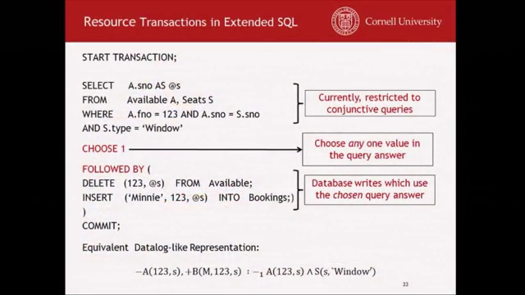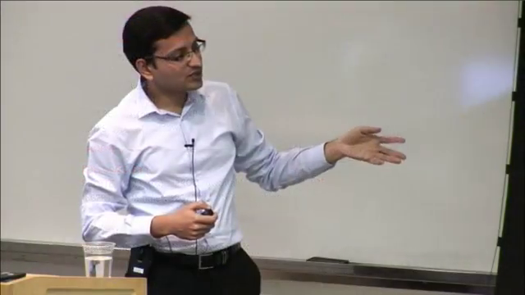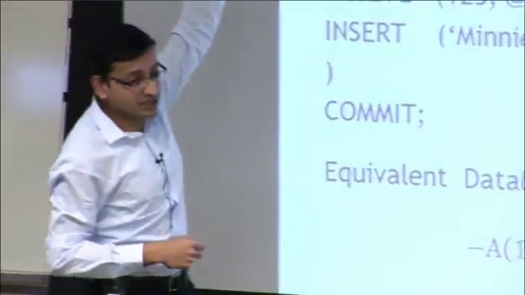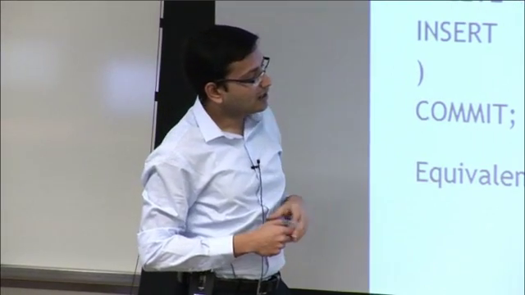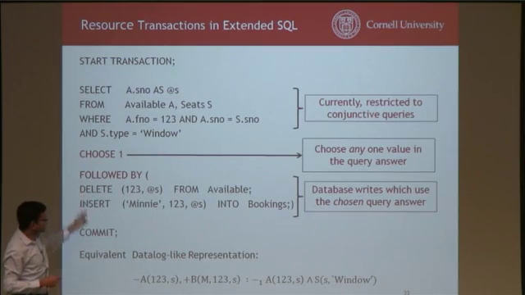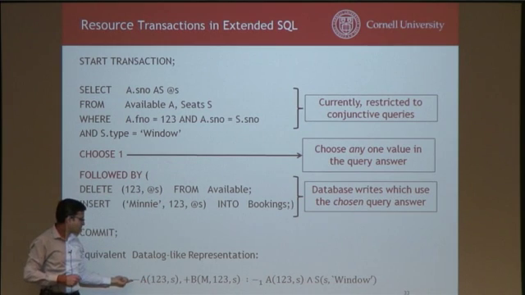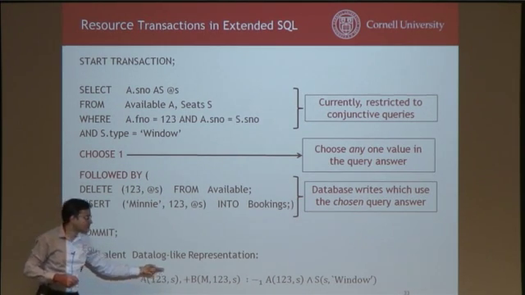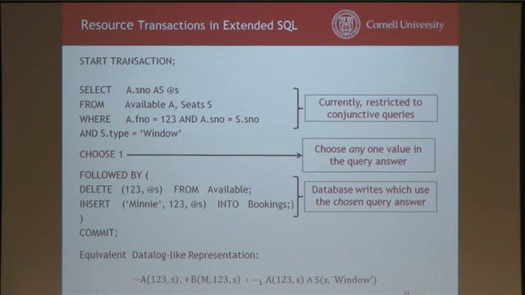Now, given transactions which are written in this SQL form, I'm going to use an equivalent Datalog-like representation in which the body of the Datalog rule is going to correspond to this conjunctive query, which is up here. And the FOLLOWED BY clauses will be in the head, and I'm going to use the minus notation for a deletion and a plus notation for insertion. Updates can be modeled as a deletion followed by an insertion.